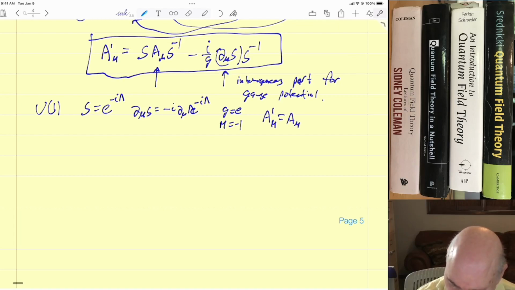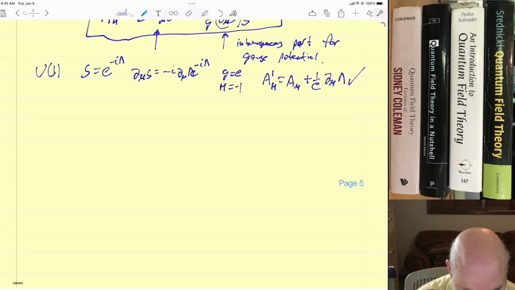See, if you just do the substitution directly, you'll get a minus i and then a minus i, and you'll get a minus sign, and you say it's supposed to be a plus. But then we change the A's because they're the matrices, but m is minus 1. So each of these, in the first two terms, the one on the extreme left and the first one on the right, they get negative signs. So everything ends up being plus. We get A prime equals A mu plus 1 over e, the partial of mu of lambda. So that's good. That's what we had previously.